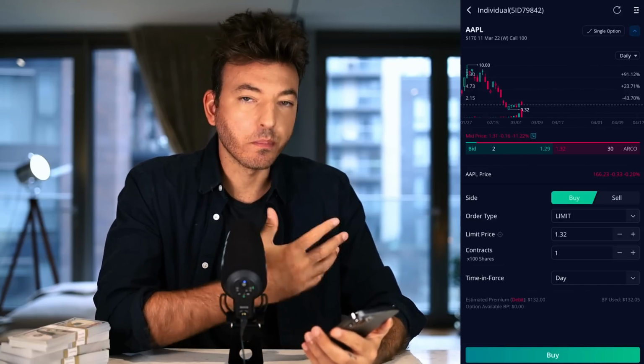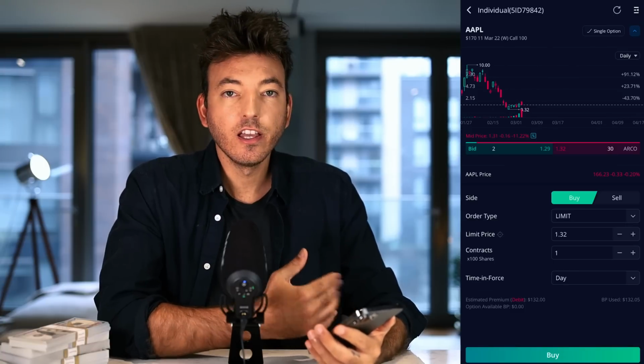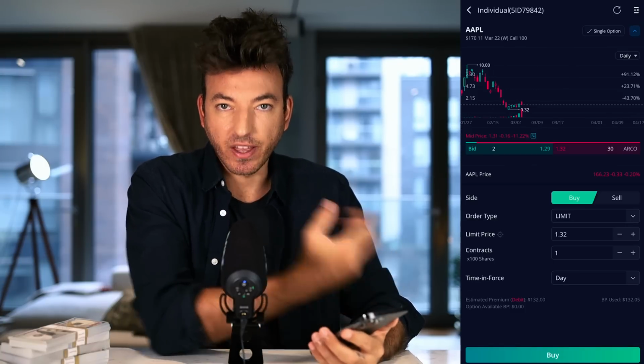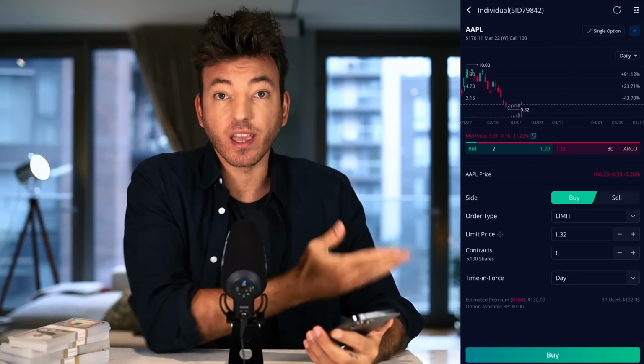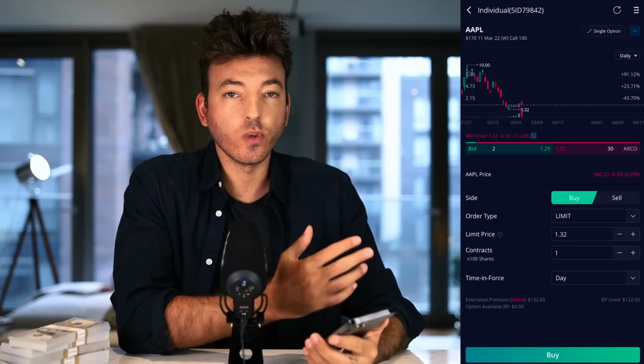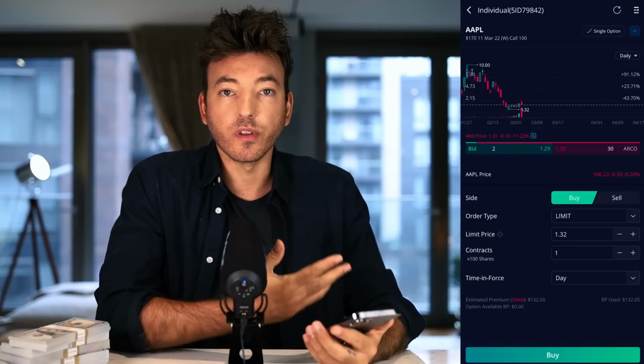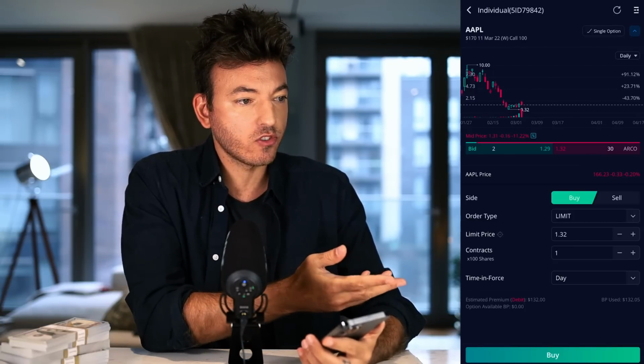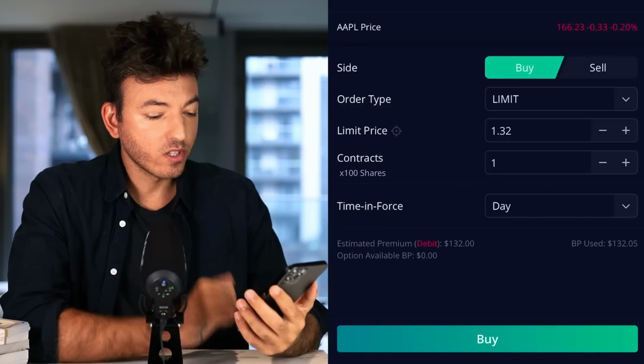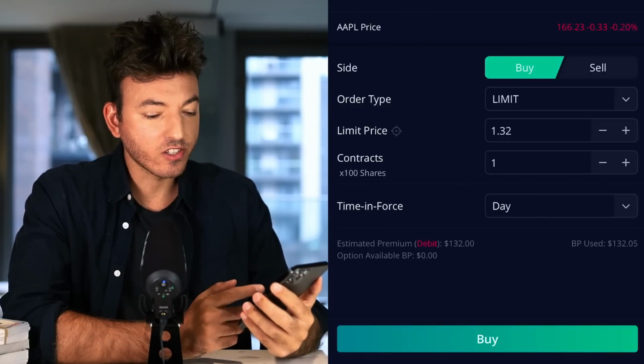Now, the main difference between buying and selling options: buying, you are paying a premium to buy the option, right? Because when we're buying something, we pay a premium. And when we are selling an option, we are collecting a premium because we're the sellers of that option. So I'm selling this contract, give me some premium, give me some money, right? Collecting premium.